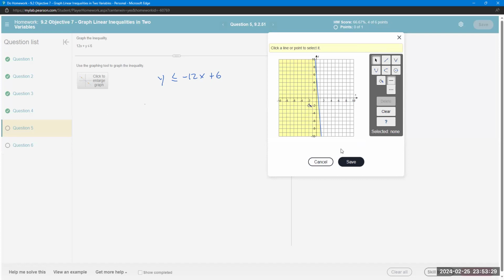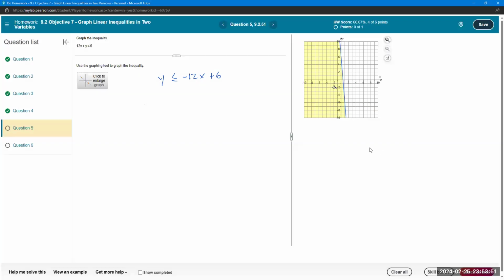Wanted to annotate here. If I'm shading below the line, shading down this way, if I were shading above the line, it would be up like that. So hopefully I didn't move my line. Looks good to me. So let's go ahead and save that and check my answer.